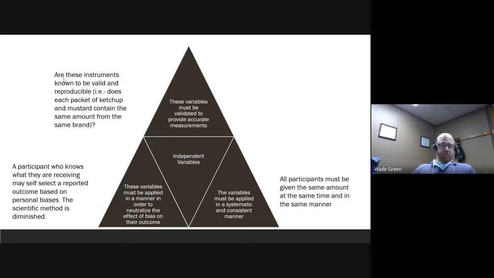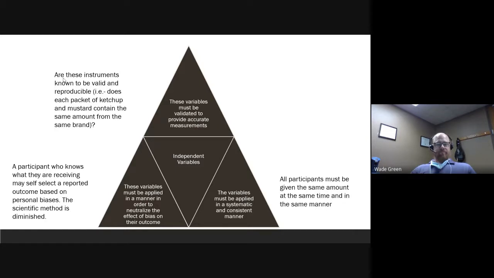Now the variables also, in order to ensure that we are maintaining a high level of internal validity, have to be applied to the experiment in a systematic and consistent manner. So, for example, every participant in the study should be given the exact same amount of ketchup and mustard at the exact same time in the exact same way. An example of that is that each participant should receive a 1 ounce cup of mustard and a 1 ounce cup of ketchup at 11:30 in the morning, and that should be ingested orally at 11:30 a.m. on the dot.